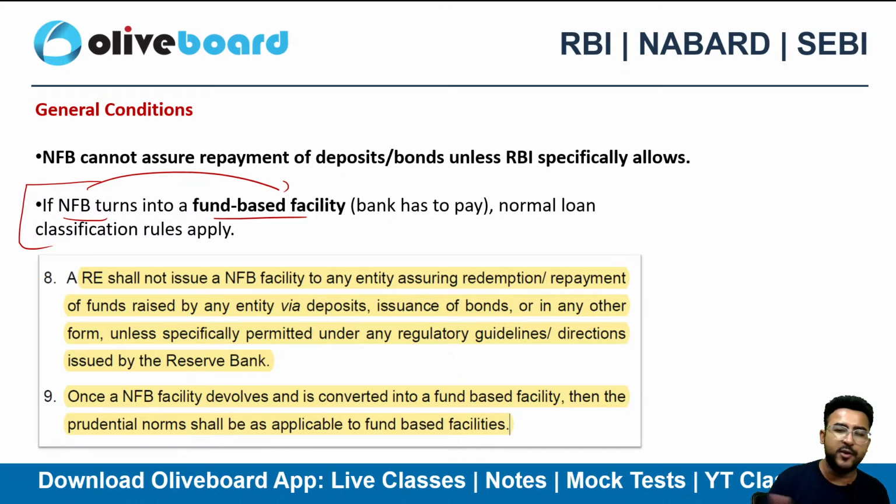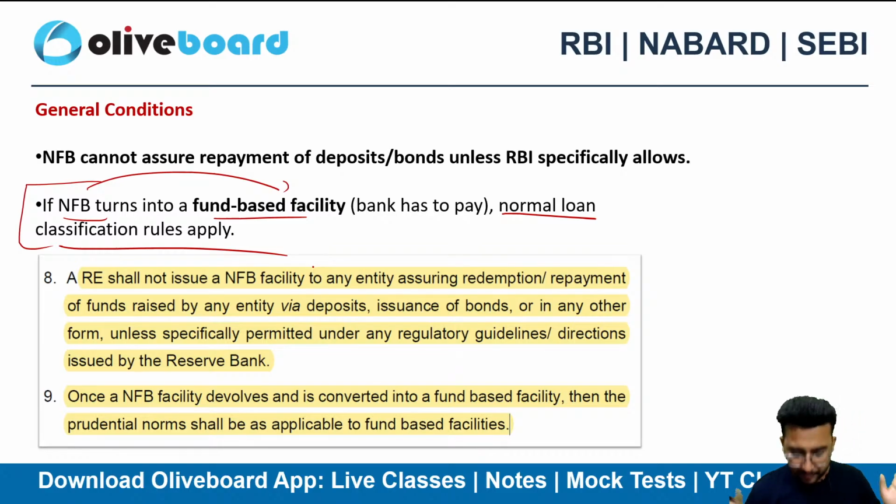Definitely the bank will try to recover this money from me. So now it is a fund based facility, so normal loan classification rules will apply. The NPA norms that are there in our normal prudential norms will apply. Okay Akshat, so in case I am not able to pay that money, then definitely the NPA loan classification will also apply, right?